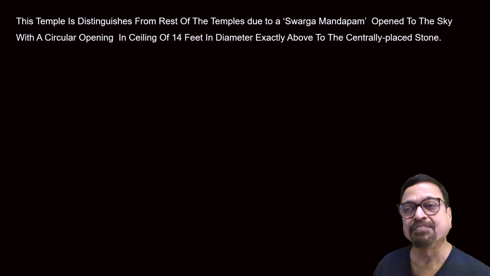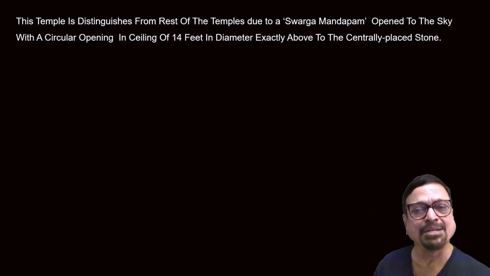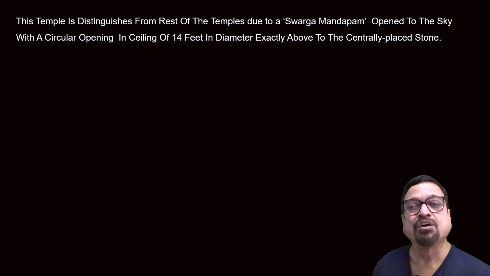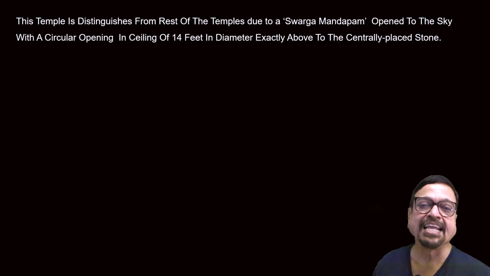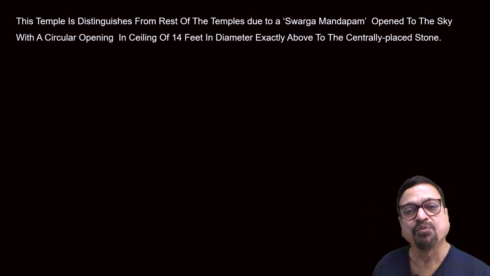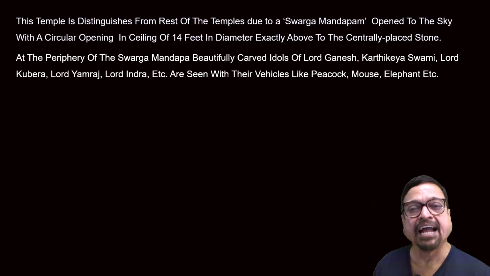This temple is distinguished from the rest due to the Swarga Mandapam, which we have just seen a little of. We are going to see more of it subsequently. It opens to the sky and is 14 feet in diameter, exactly above the centrally placed stone, a circular platform of exactly the same diameter as the ceiling opening. So both are 14 feet in diameter, and there are a lot of specialities and glories associated with it, provided you catch the day.